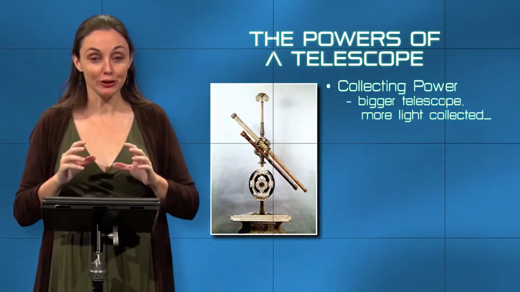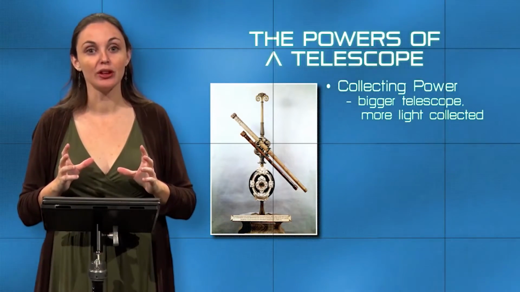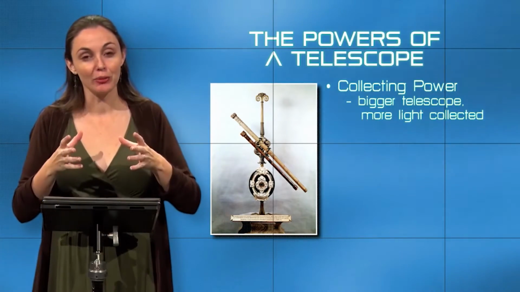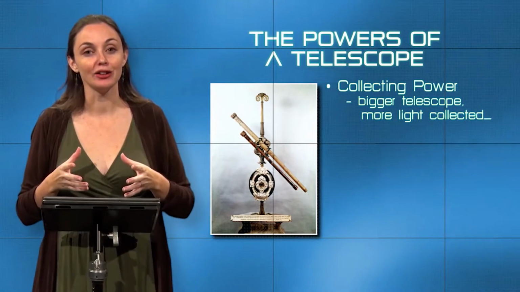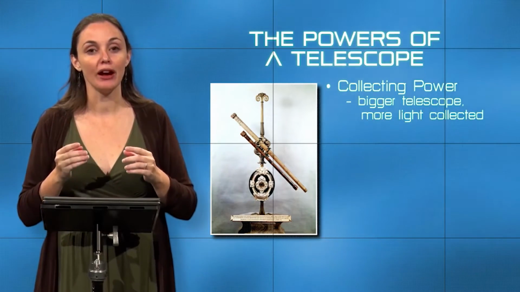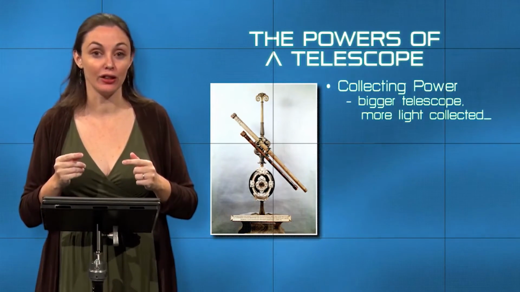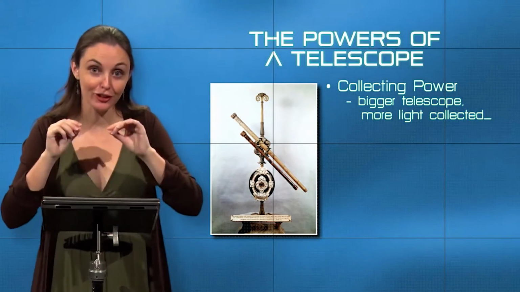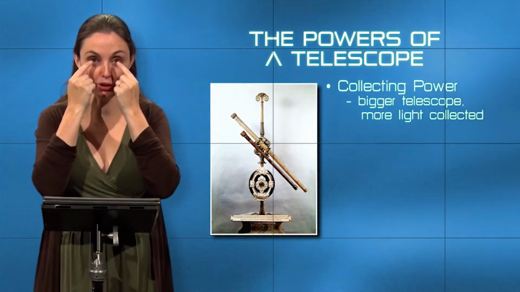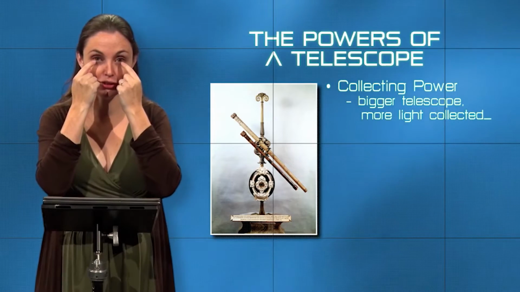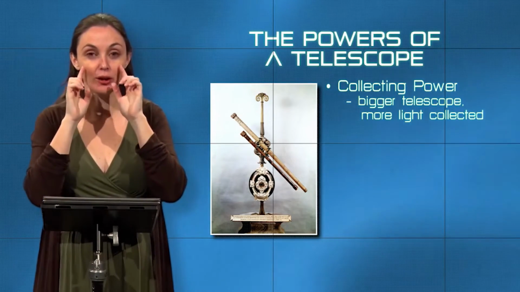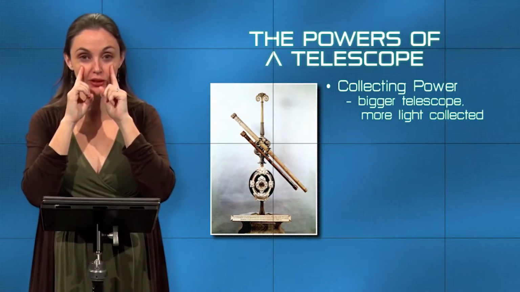So bigger is better in terms of telescopes. A telescope being able to capture more light than your eye can is all about having a bigger light collecting area than you do. And your personal light collecting area is the pupil in your eye, the little black part in the very center of your eye.